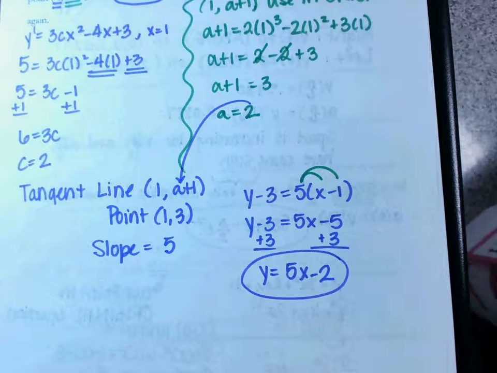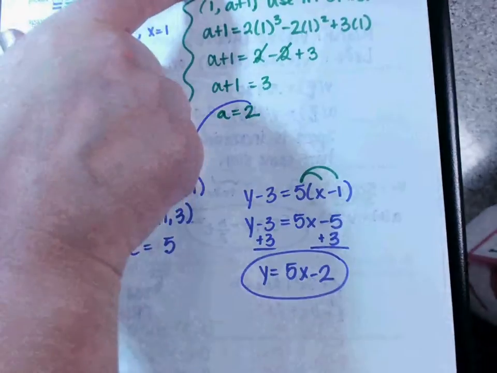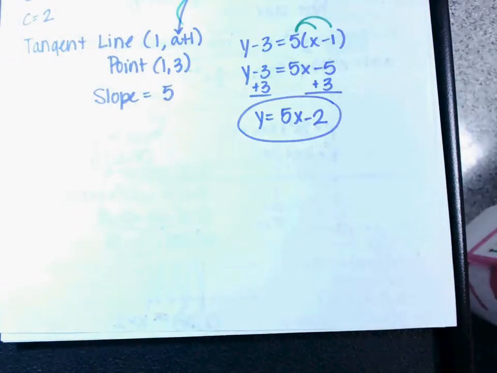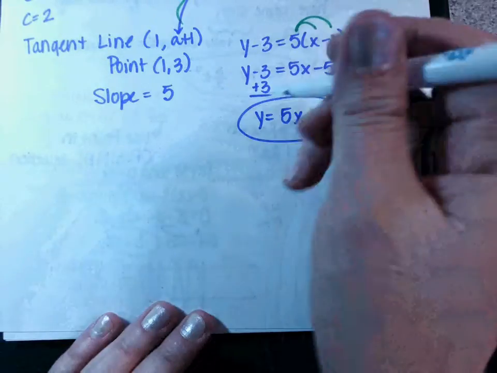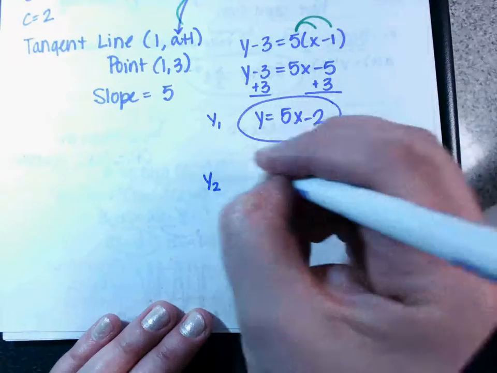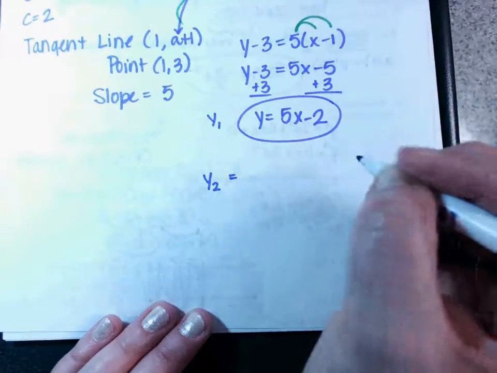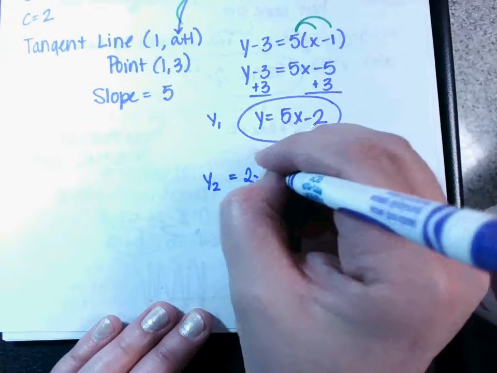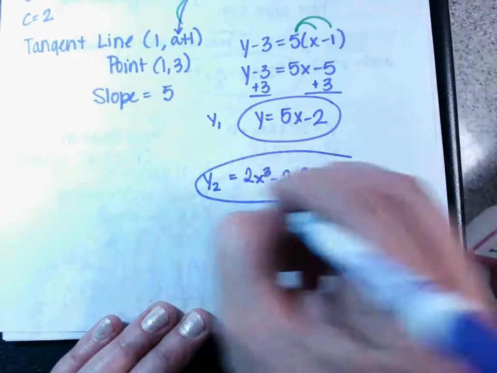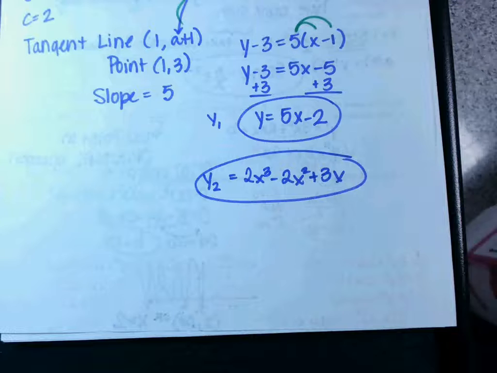Intersect. Now, you're going to need a calculator for this. This was a calculator question. So, if I want to know where they intersect, I'm going to graph this, graph the original, and then find where they cross. So, do that now for me, please. This is going to be my y1. My y2 is going to be the original, which is 2x cubed minus 2x squared plus 3x. And then I'm going to find where they cross.